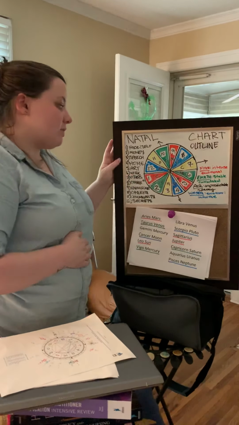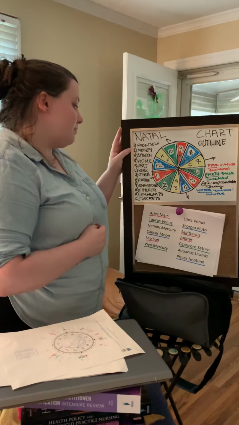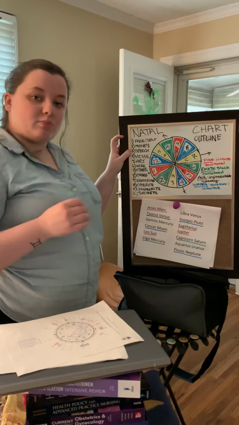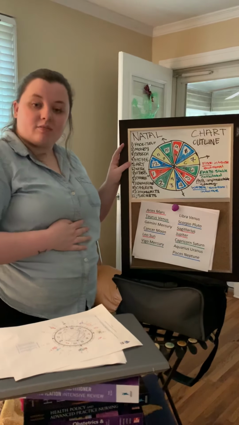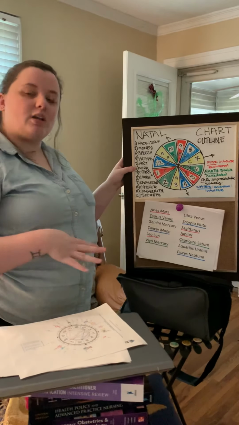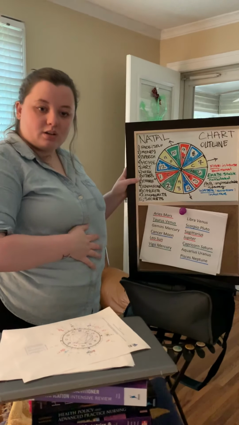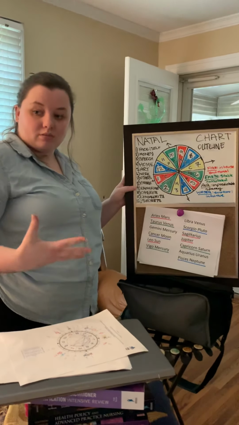First house is going to be representative of the face and the self and how you come off to people when you first meet them. Second house is money and value. Third house is going to be speech and how you communicate with one another. Fourth house is going to be home and environment. Fifth house is going to be fun, play, and children. Sixth house is going to be work and how you help others. Seventh house is dealing with others.